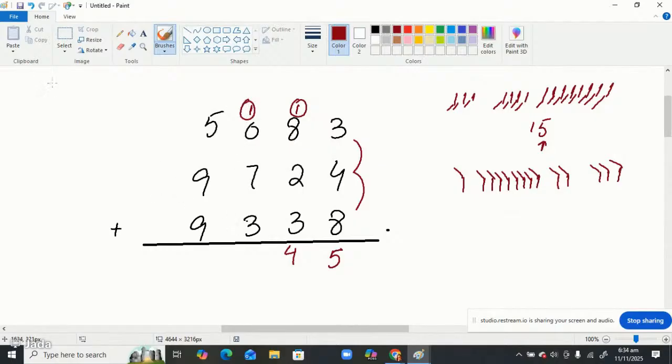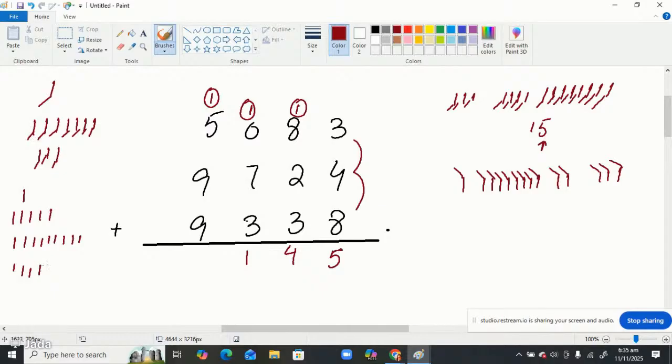1 plus 7 plus 3. Count it all. 1, 2, 3, 4, 5, 6, 7, 8, 9, 10, 11. Putting down 1. 1 moves up as a carry. 1 plus 5, 9 plus 9. Count it all together. 1, then 5, then 9.